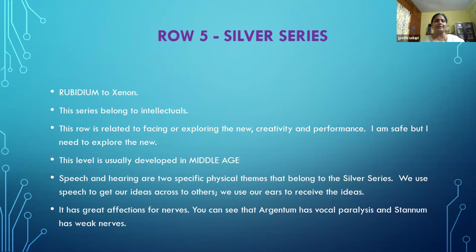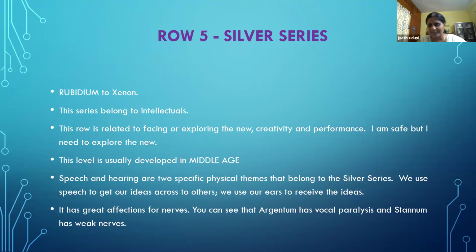This level is usually developed in middle age. Speech and hearing are two specific physical themes that belong to the silver series. We use speech to get our ideas across to others. We use our ears to receive the ideas.